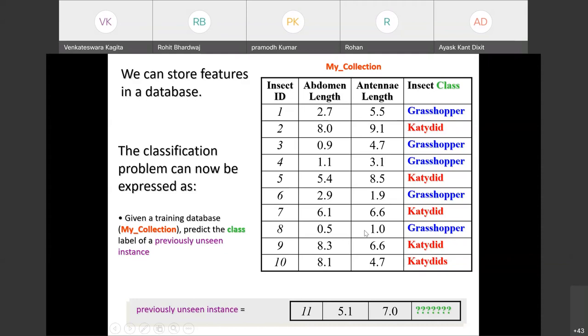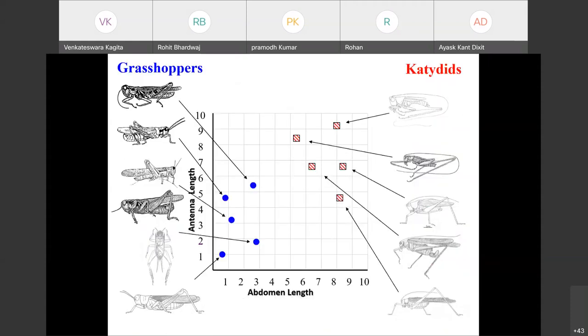Now, what is the problem? Given a new instance, 11th instance, for which I only know the abdomen length and antenna length, what is the insect type? I should be able to determine that. Okay, so if I see this grasshoppers from the images that I have got, so these are the instances corresponding to these images. All these are the grasshopper images and all these are the katydid images, right?